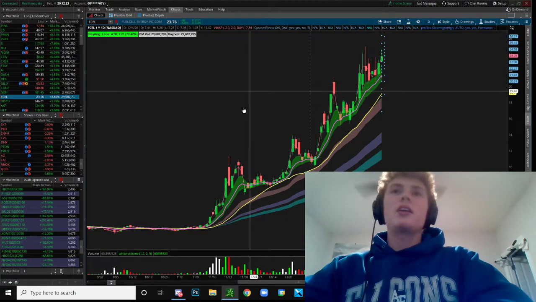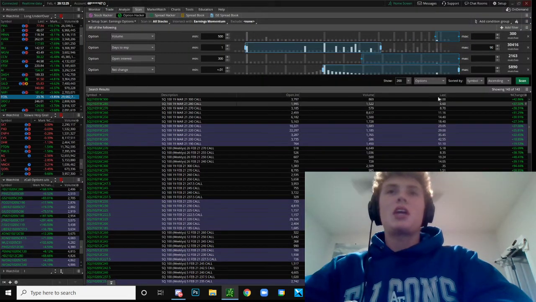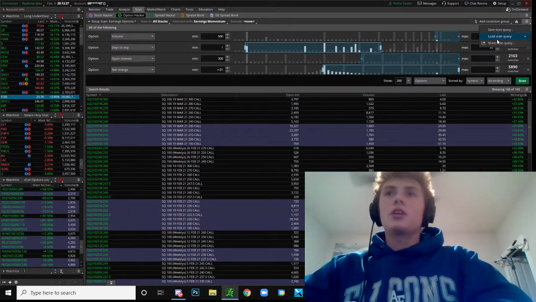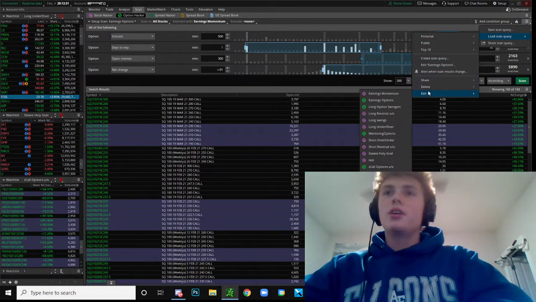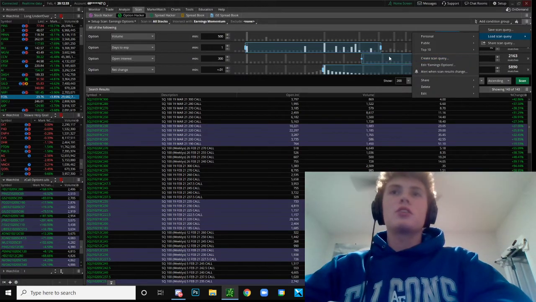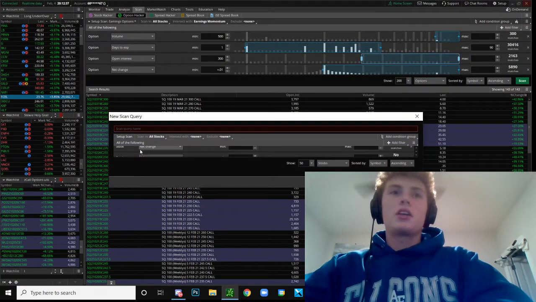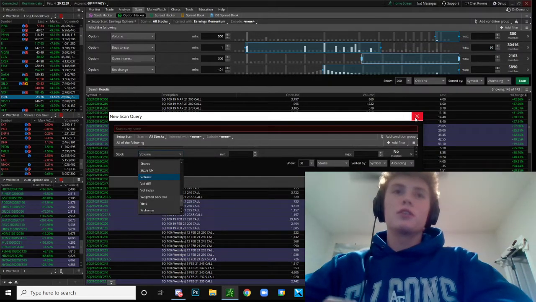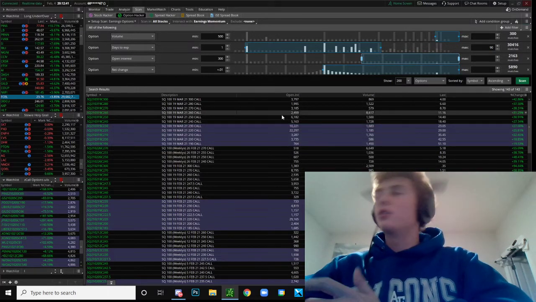Yeah, so these are embedded in the trading platform. If I go here to the scan tab, I can go to Load scan query. I can go create, and then it just gives me a blank page like this. Then I can just add in the criteria I want, like volume over 1,000 a day, right? So over 1,000 shares traded.